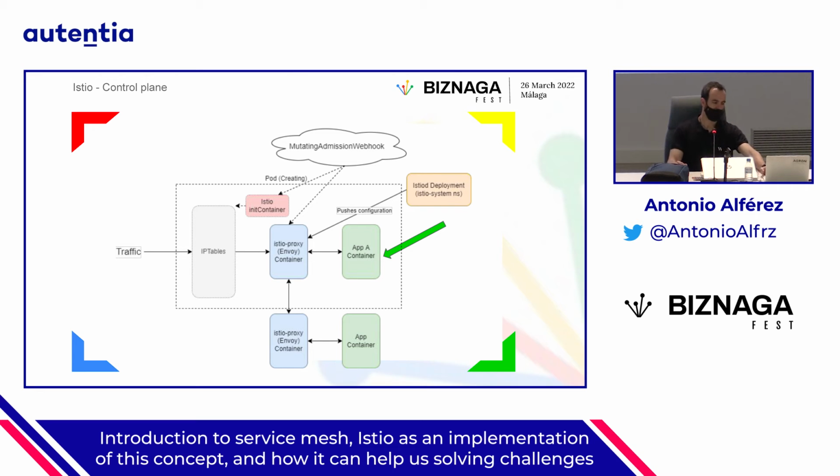And I would like to highlight here the fact that the original container, or containers, your application, should not be aware that it is in a service mesh, or that it belongs to a service mesh. That's one of the main goals. What we're trying to do is add more network features without changing the logic of our application.